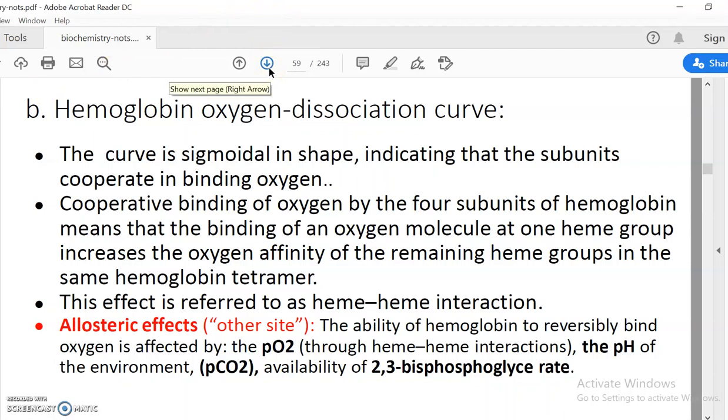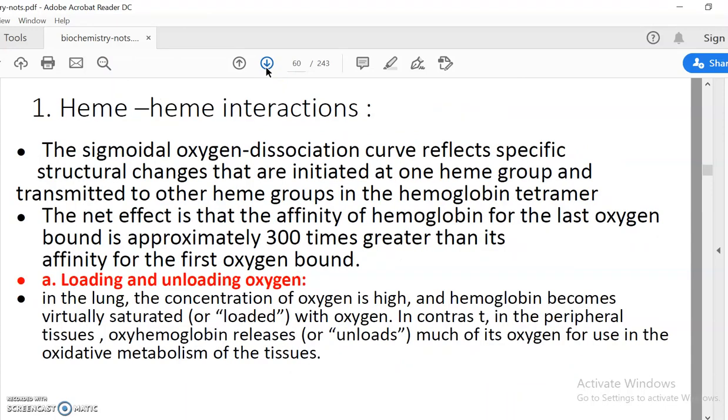Today we will begin with the first factor, which is heme-heme interaction. The sigmoidal oxygen dissociation curve reflects specific structural changes that are initially at one heme group and transmitted to other heme groups in the hemoglobin tetramer.